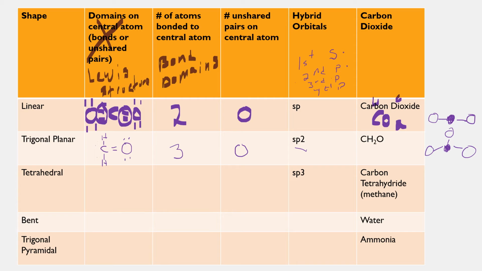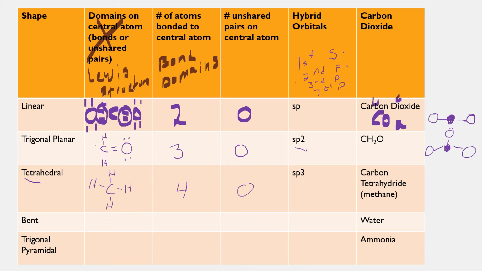Let's look at carbon tetrahydride. It is drawn like this. All right, so what I see around the central atom is 4 bonded domains and 0 non-bonded domains. If we have 4 bonded and 0 non-bonded, it's tetrahedral. Remember, tetra means 4, so that one's kind of easy to remember.